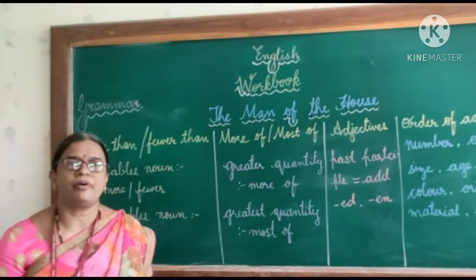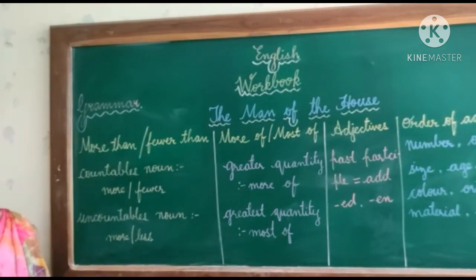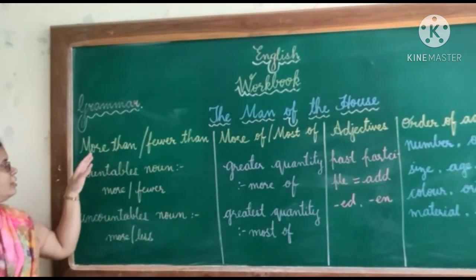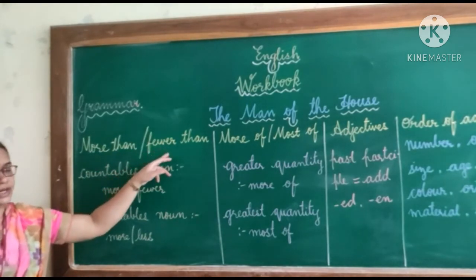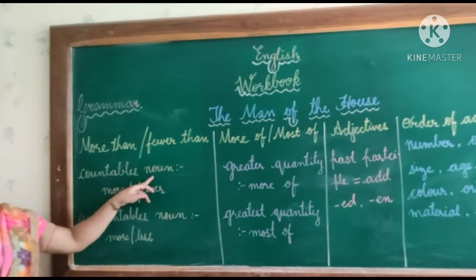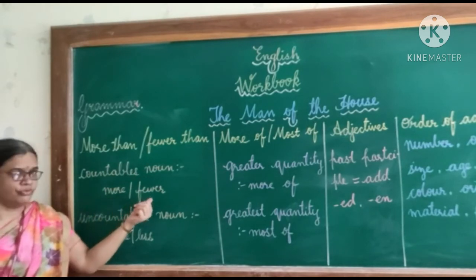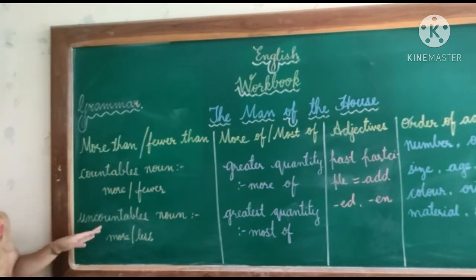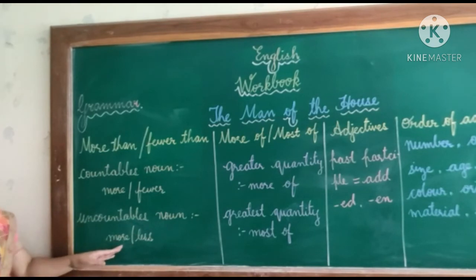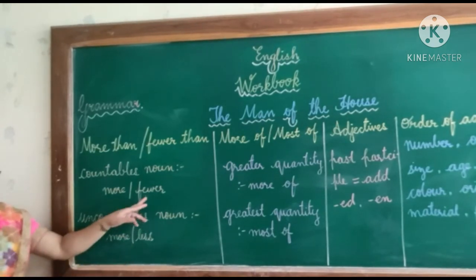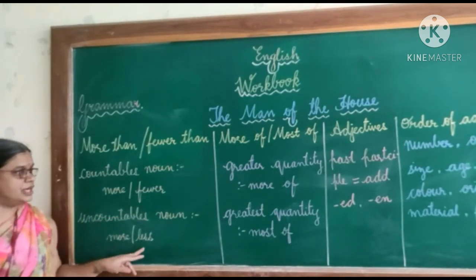Now let us have a recap of the grammar part which I have learned. What is the first one? More than and fewer than. When we are comparing countable nouns, we use more and fewer. And when we are comparing uncountable nouns, we use more and less. We should not here use fewer, we should use less.